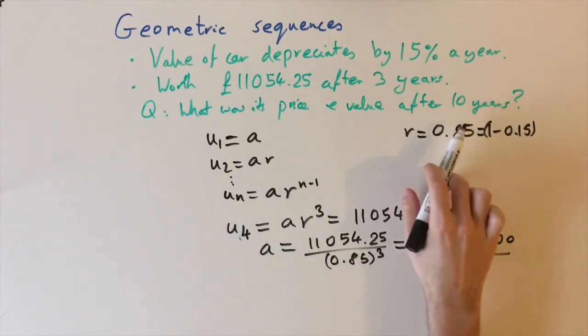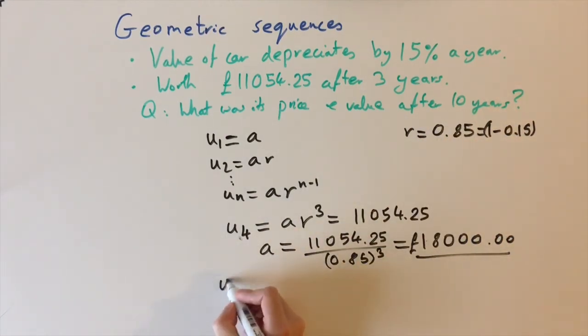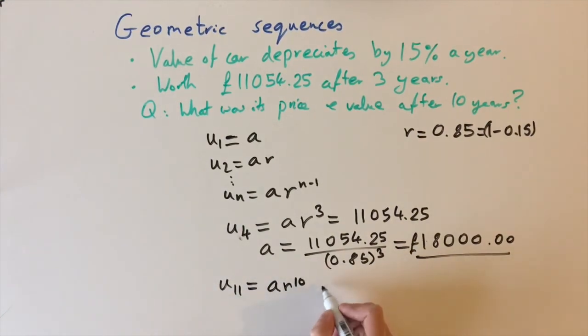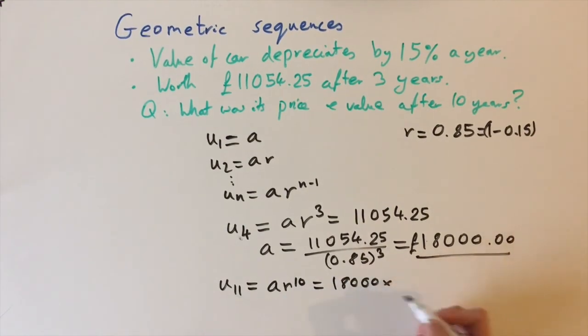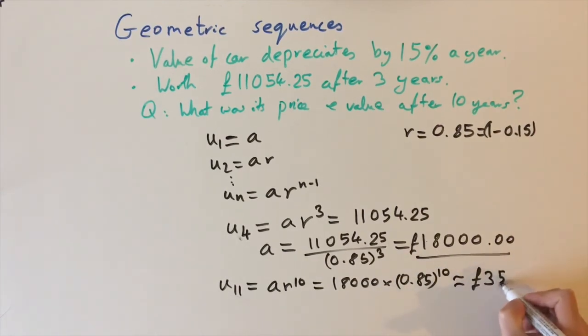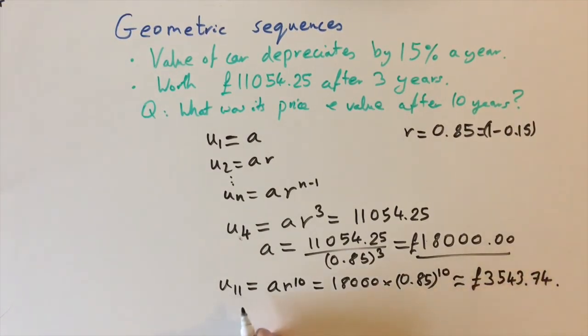To work out the value at 10 years, we need to work out the 11th term. So we need to find u11. Again, this is because 10 years have passed, so we need to add 10 to the index. So u11 is given by a times r to the power of 10. We can just plug that in. This is 18,000 times r, which is 0.85, to the power of 10. If you plug that into a calculator, this is roughly £3,543 and 74 pence. So after 10 years, the car is going to be worth about £3,500.